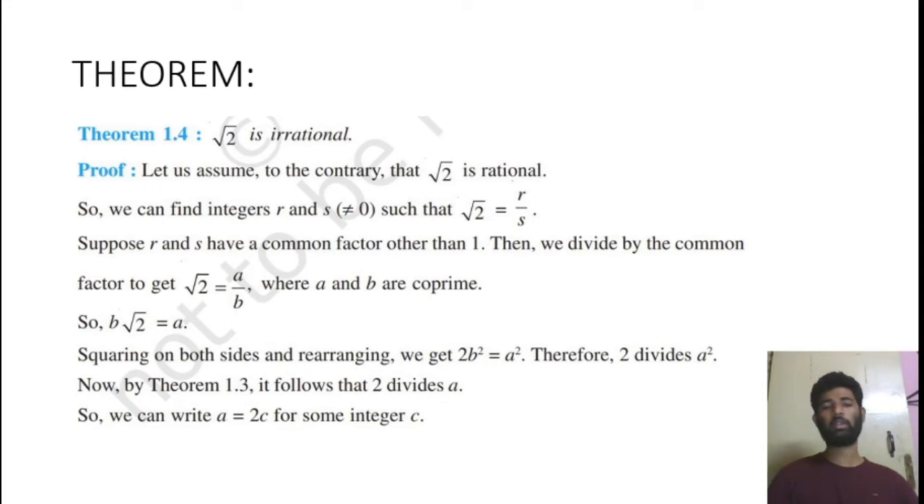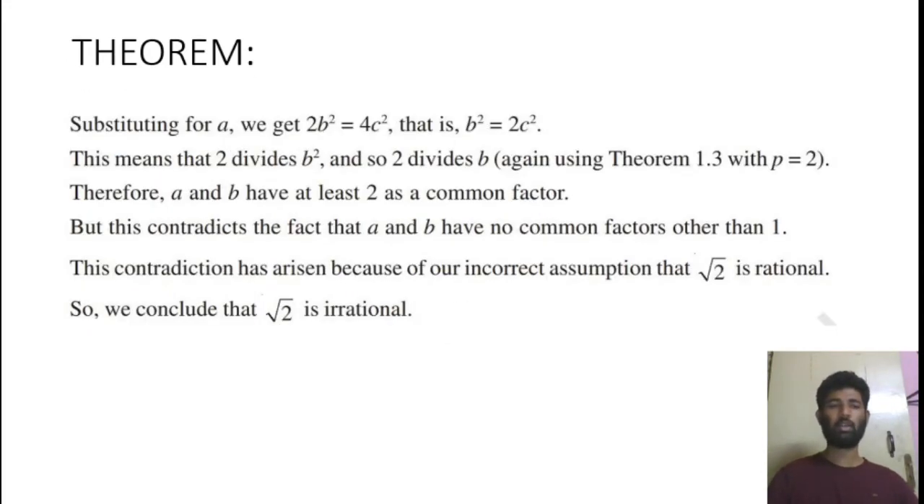So now let us take a is equal to 2c for some integer c. When we substitute that value of a, we get 2b square is equal to 4c square. Now by further simplification, we get b square is equal to 2c square. That means 2 is dividing b square, so 2 will also divide b by using the above theorem.